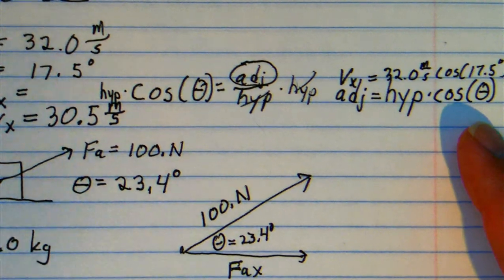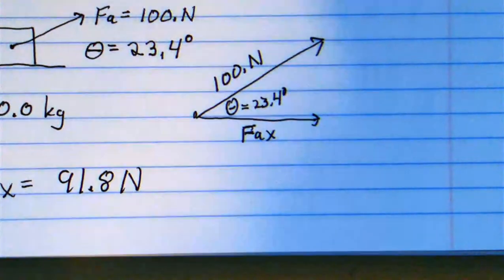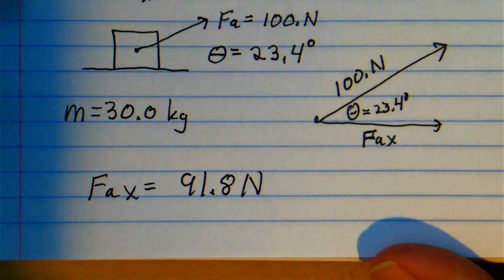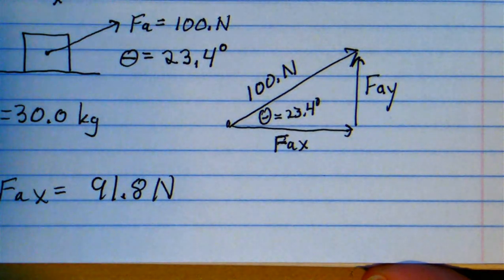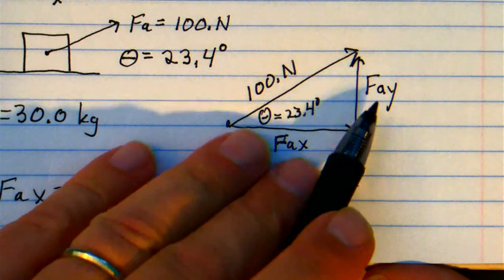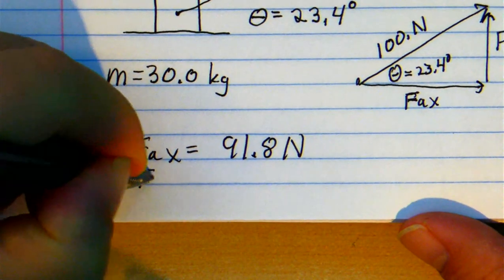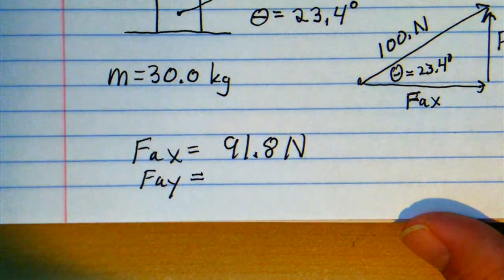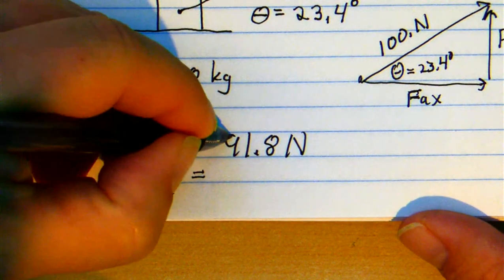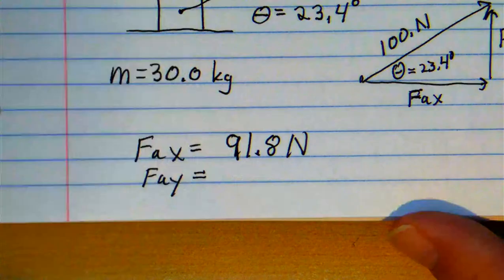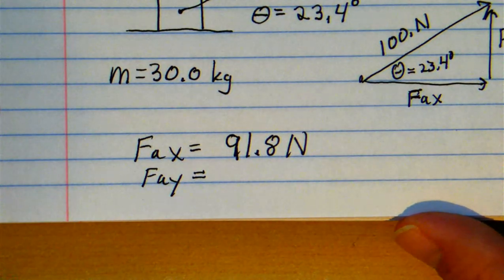91.8 newtons, because this is just like the previous problem. I'm asking for the adjacent side. But now, let's upgrade. I want to have you also calculate the phi, the y component of the applied force. I always think Faraday when I write phi, but okay. Calculate the y component of the applied force. As a hint, it should be less than 100 newtons because the hypotenuse is always the largest value.